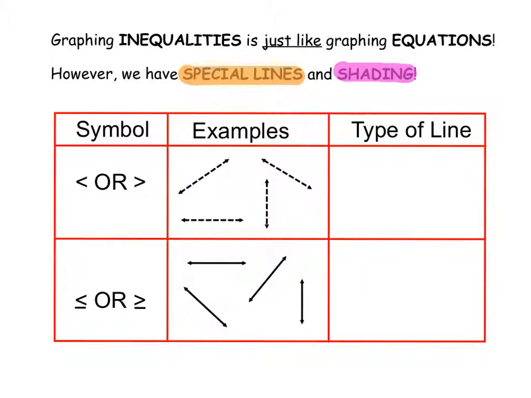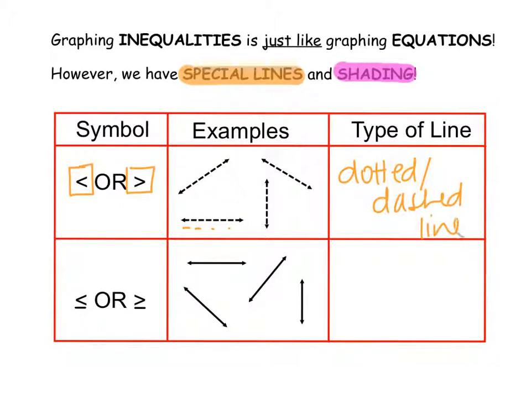But besides that, the inequality is just like an equation, where you will look for the y-intercept point and the slope, and go from there. However, like I said, we have special lines that we use. And so if you have simply a less than or greater than equation, notice what our lines are. We use a dotted or dashed line.